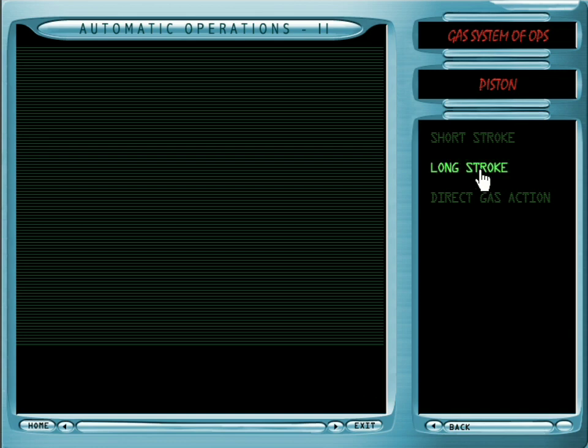Piston. In gas-operated weapons, there is a need for a piston on which the gas acts, and which in turn acts on the carrier. Pistons are of 3 types: the short stroke piston, long stroke piston, and the direct gas action.